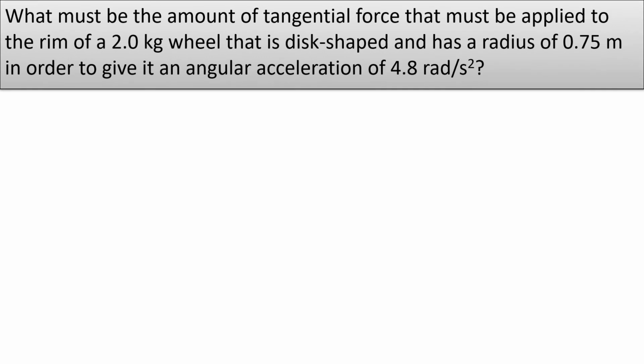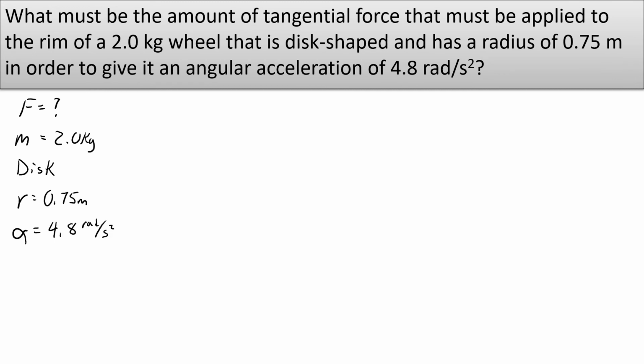So they're looking for the force. Oh, wow, I'm writing the unknown first. Okay, they're looking for the force. And the mass, it's a wheel. Okay, the mass is 2 kilograms. And it's disc shaped. So maybe you write down the word disc because we're going to use that when we look for the equation. And it says it has a radius of 0.75 meters. And you want an angular acceleration of 4.8 radians per second squared. Okay, notice that they're looking for the force.